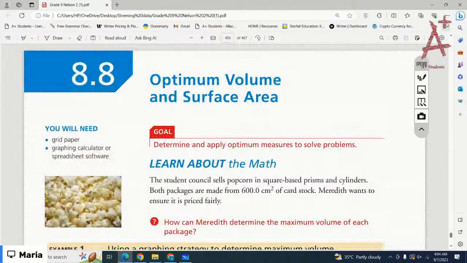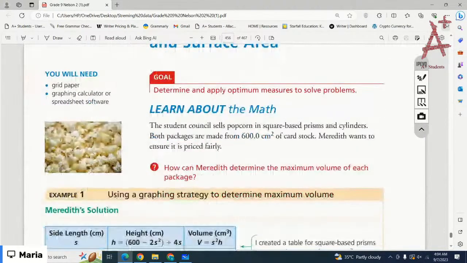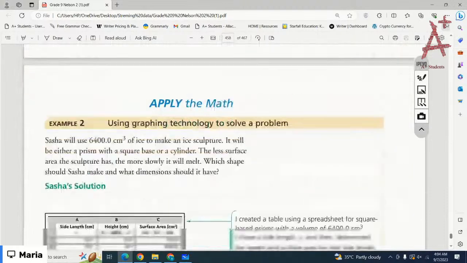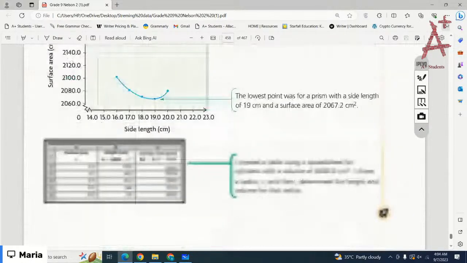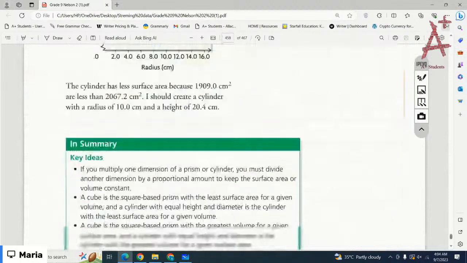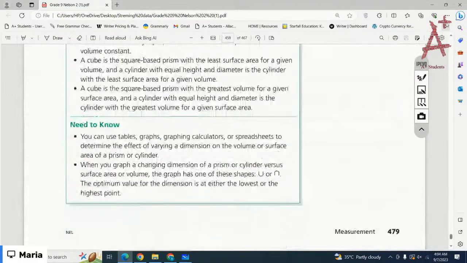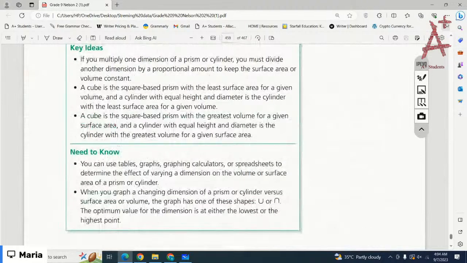Optimum volume and surface area, lesson 8.8. If you multiply one dimension of a prism or cylinder, you must divide another dimension by a proportional amount to keep the surface area or volume constant. A cube is the square-based prism with the least surface area for a given volume, and a cylinder with equal height and diameter is the cylinder with the least surface area for a given volume.